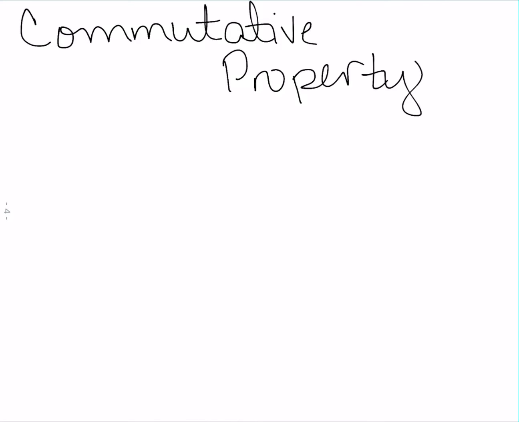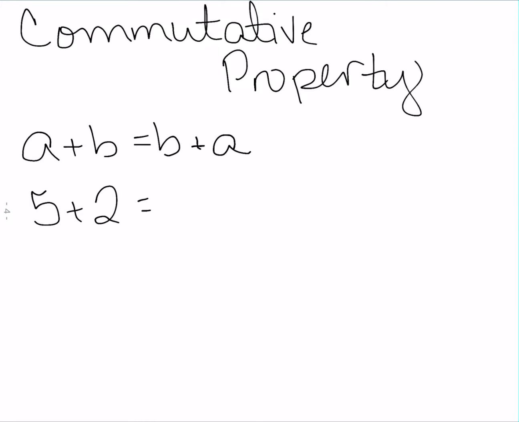Our first property is called the commutative property. There are two different commutative properties, one for addition, one for multiplication. For addition, it says that a plus b is equal to b plus a. Another way to say that is when you add two numbers, order doesn't matter. 5 plus 2 is the same thing as 2 plus 5.